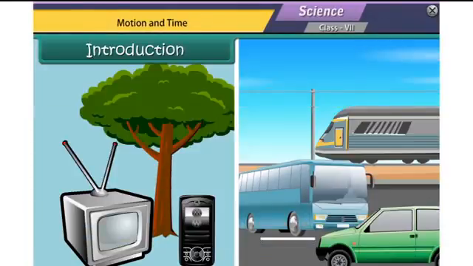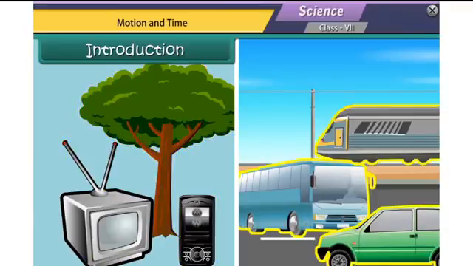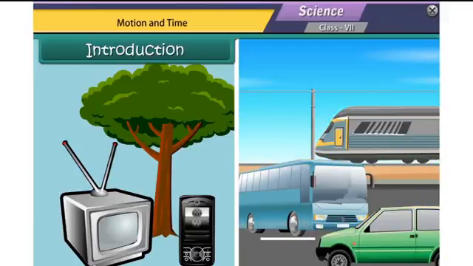Look around yourself and you will find objects of different kinds such as television, mobile, trees, cars, buses, trains, etc. Objects such as television, mobile, trees, etc. are static. In other words, their position does not change with time. Such objects are said to be at rest, whereas objects such as cars, buses, trains, etc. are non-static. It means that their position changes with time. Such objects are said to be in motion.